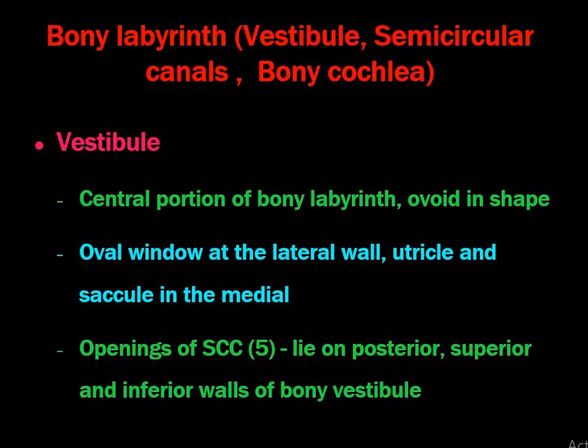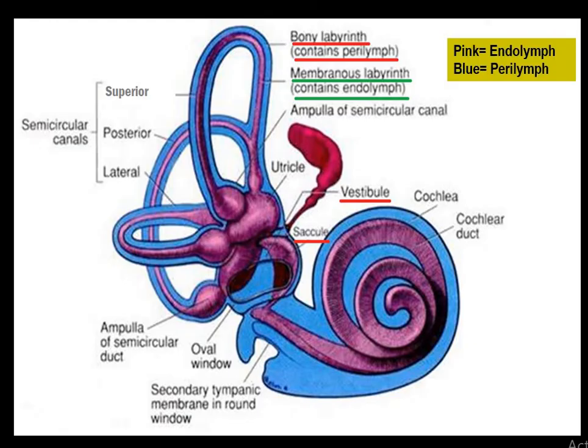Openings of semicircular canal, there are 5 openings. They are in posterior, superior, and inferior walls of the bony vestibule. There are 5 openings over here: 1, 2, 3, 4, and 5. See, there are 3 semicircular canals with 2 arms each, but the non-ampullated end of the posterior semicircular canal and the superior semicircular canal join to form the crus commune, which opens in the vestibule, and there will be 5 openings here.